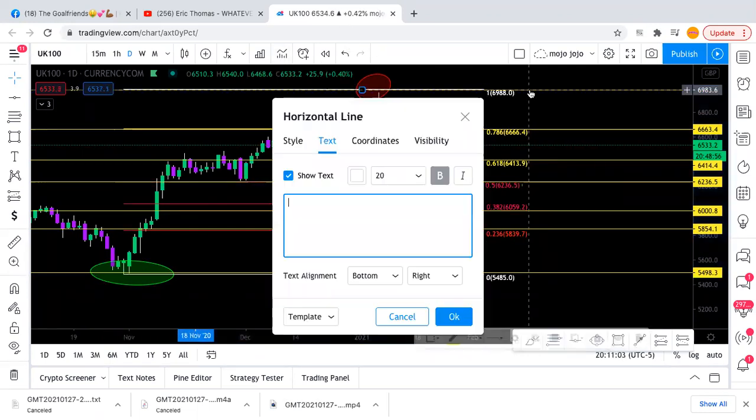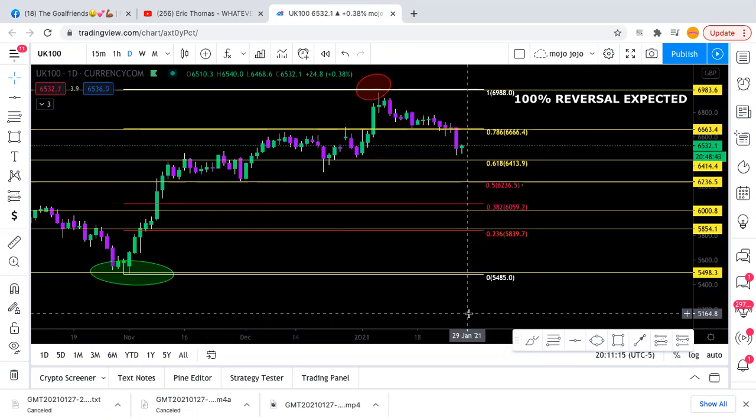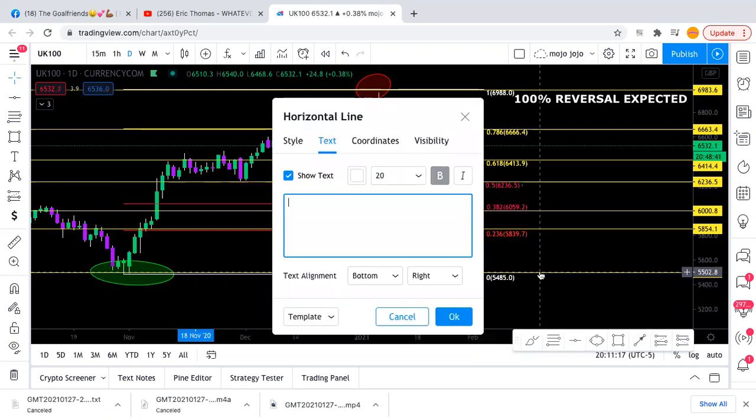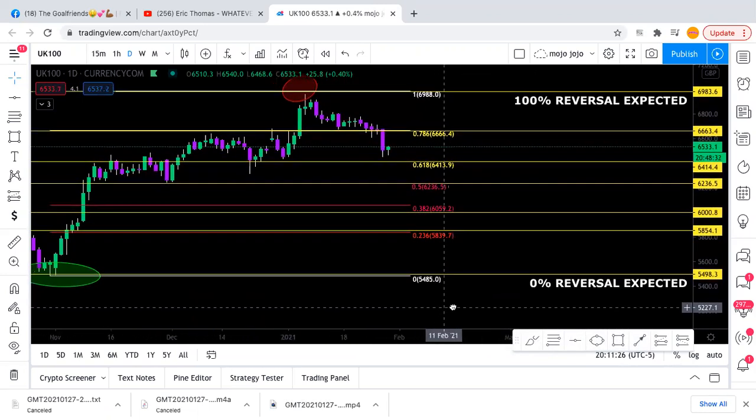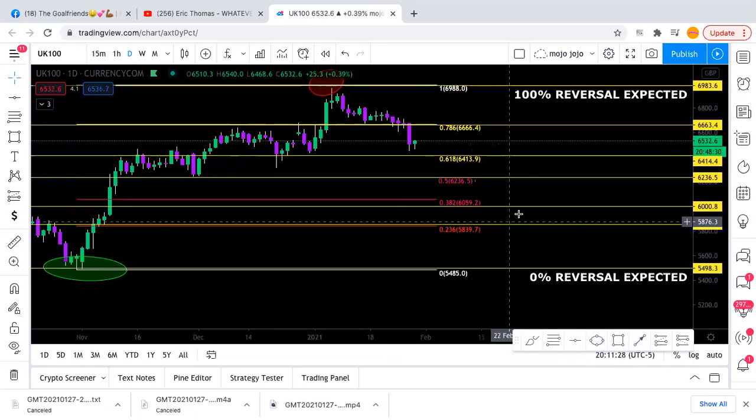Okay. So we're going to label our horizontal line. You see how it says text? We're going to put 100% reversal expected. Okay. Down here, we're going to put 0% reversal expected. So that when price comes back to this level, we know I'm looking for reversals.